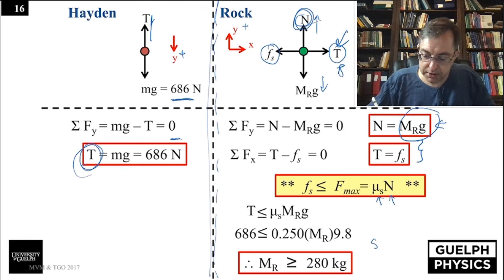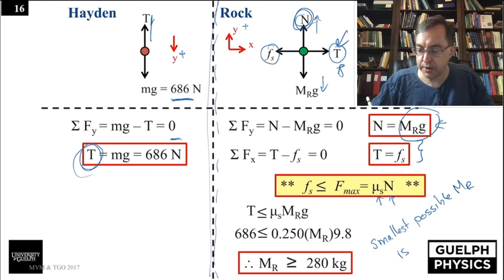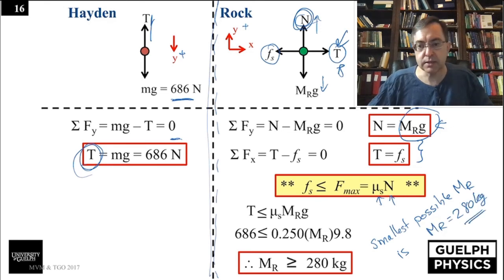So the smallest mass of the rock is then the lowest possible number here. M_R is equal to 280 kilograms. Okay, so that's a slightly different type of problem that you could encounter in this course.